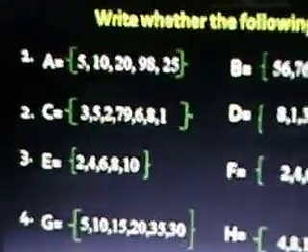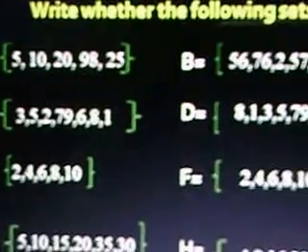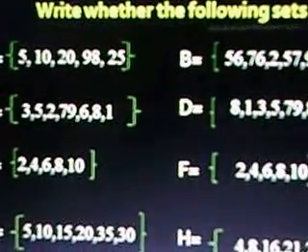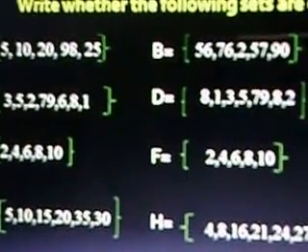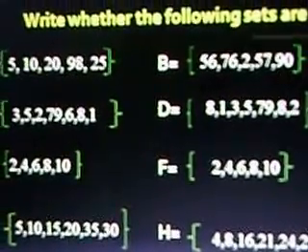Now set C and D, they have the same number of elements, the same amount of elements. The order of the elements is different, but they are equal sets.